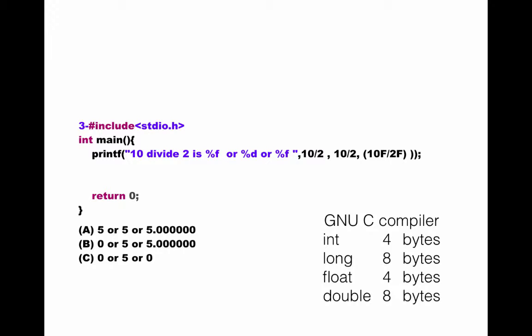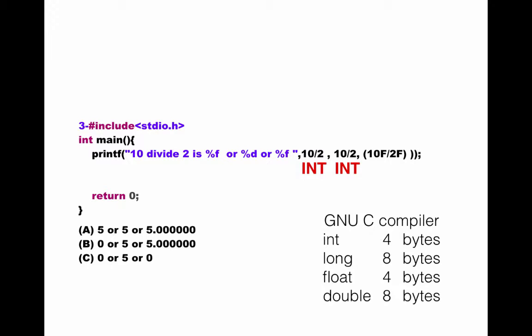In the third question, we have two format specifiers, that of f and that of d. This is for float, and this for integer, and this for float. And we have a simple arithmetic operation. When we have 10 divided by 2, these are integers, so integer divided by integer will give us an integer. So what will happen when we try to display an integer with a float specifier? This gives us 0. Don't forget this.